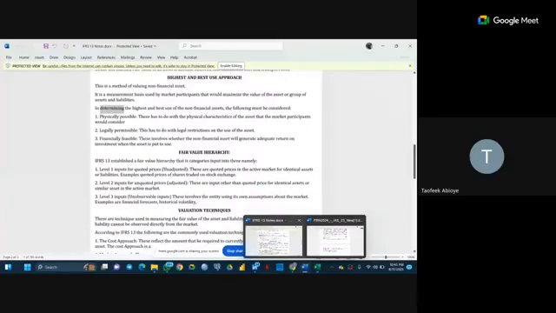Level 3 input talks about unobservable input. This involves the entity using its own assumption about the market.